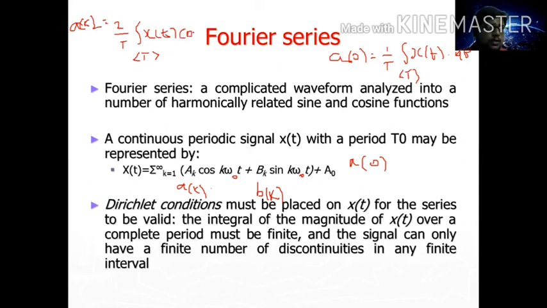So cos of, what is the frequency component here? It is omega naught k, isn't it? Omega naught k is the frequency component, so cos of omega naught k t. Our integration is with respect to t, so I put dt here. So this is the a of k value.